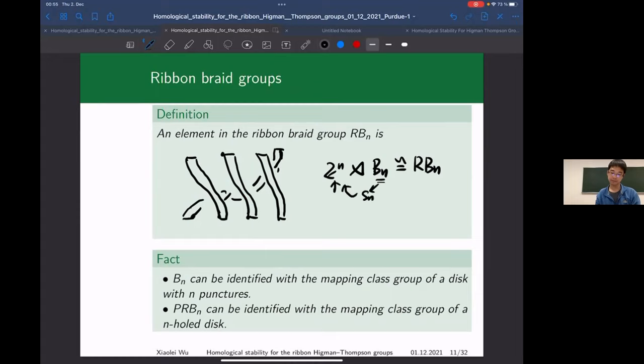There are two facts that are important to us later. One is that the braid group can be identified with the mapping class group of a disk with n punctures, and the pure ribbon braid group can be identified with the mapping class group of an n-hole disk. It's something like this, with some holes. It is pure because the mapping class group has to fix the boundary pointwise. If you want, you can also allow permutation between the inner circles by putting on parameterization points, and then you get the ribbon braid group.